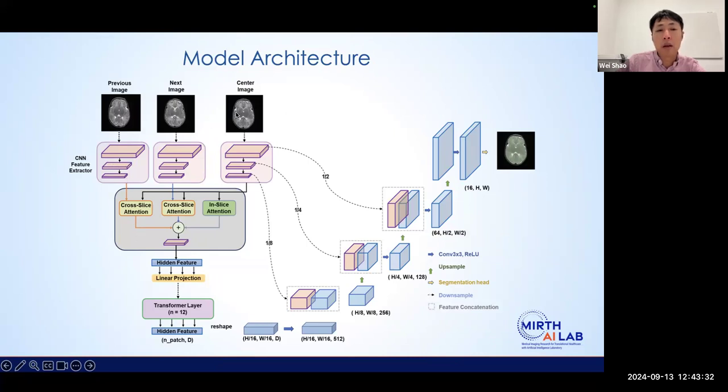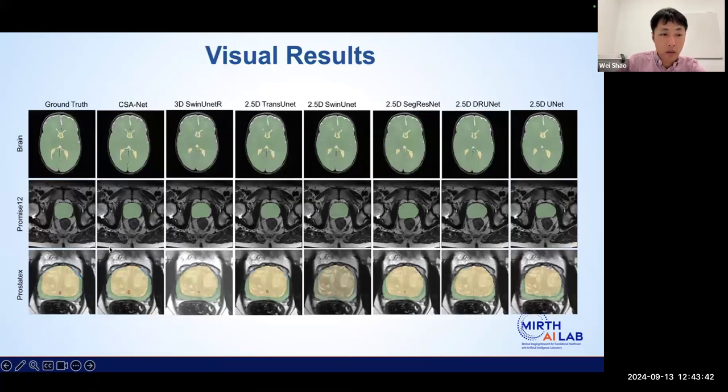By learning this type of correlation, we get a more accurate segmentation of the brain and also the prostate. And so those are visual results. I'll skip all those technical details. Basically, the idea is to learn the correlations between adjacent slices to improve the segmentation accuracy.